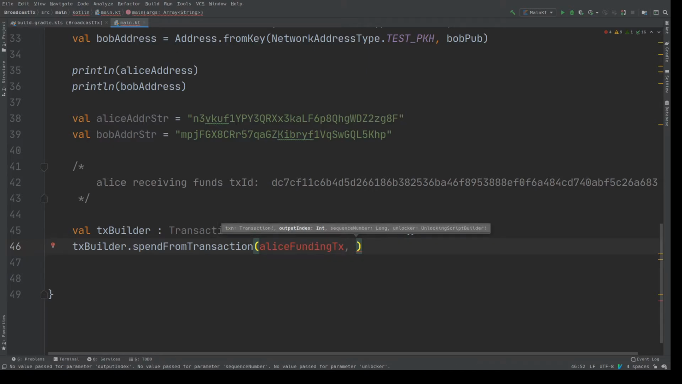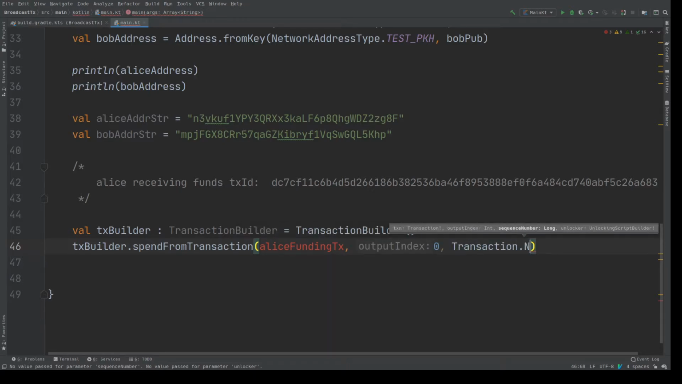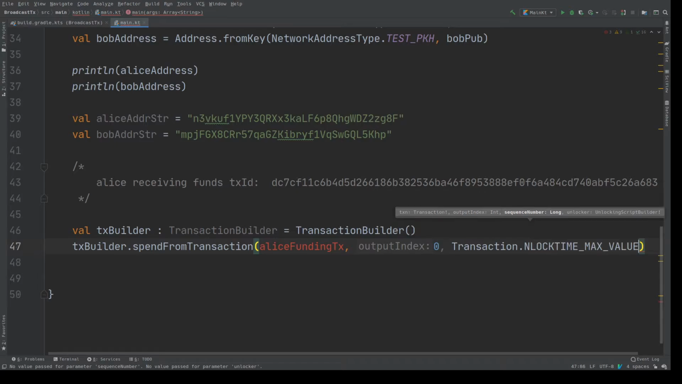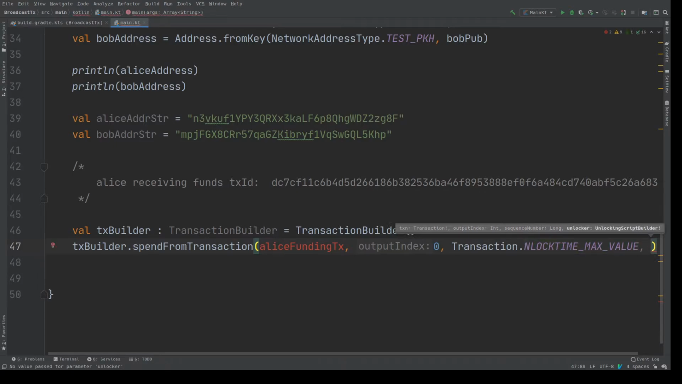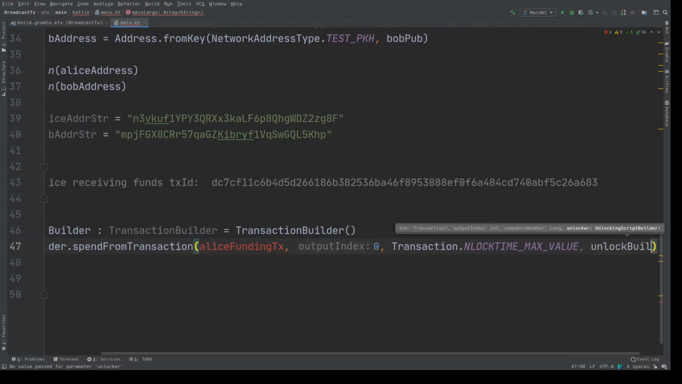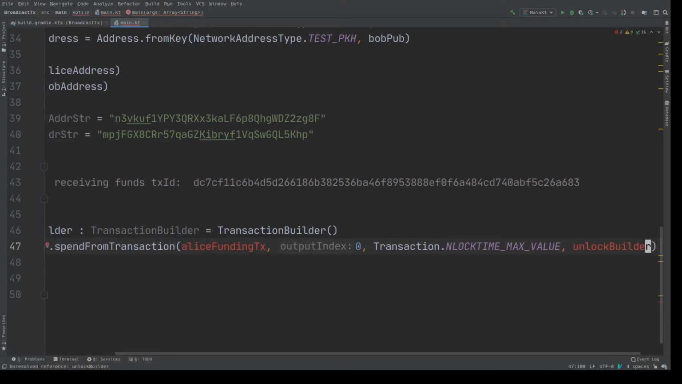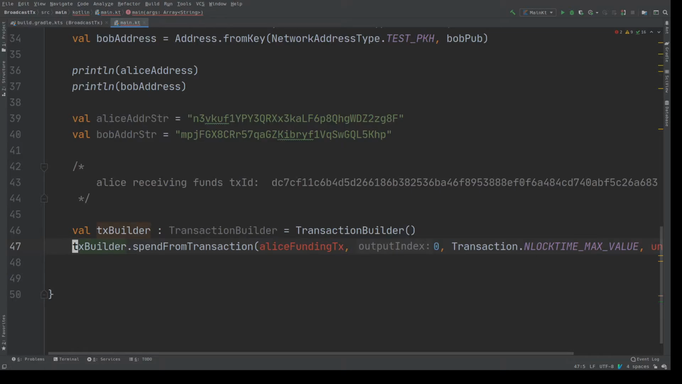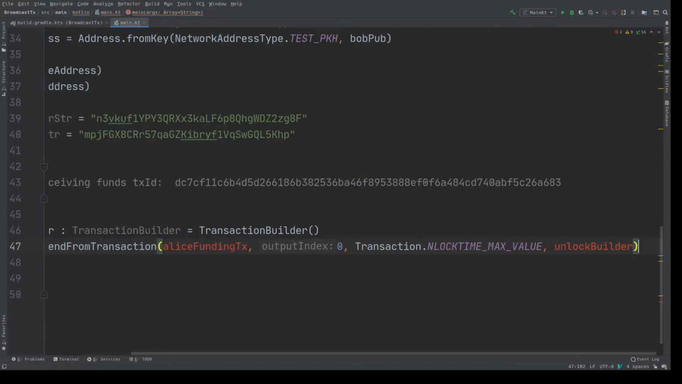The sequence number is going to be the nlock time max value. Not going to explain that now. And then we need some sort of an unlock builder, or a helper class that will allow Alice to actually authorize the movement of the funds from her account into Bob's account. Now, you would have noticed that we now have two things here which are missing. We have this unlock builder, and Alice's funding transaction is missing.